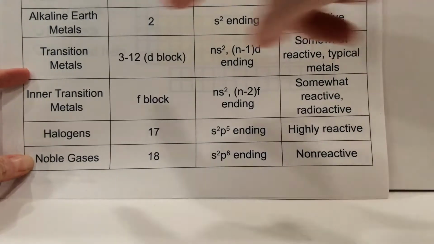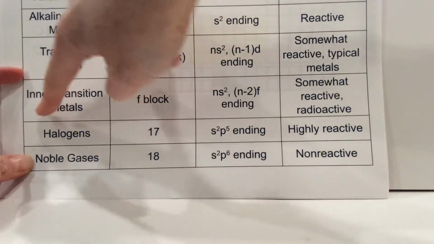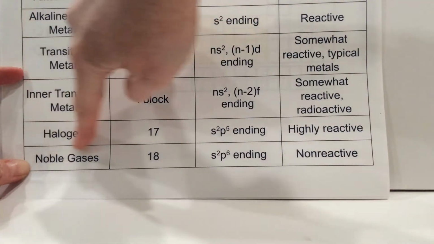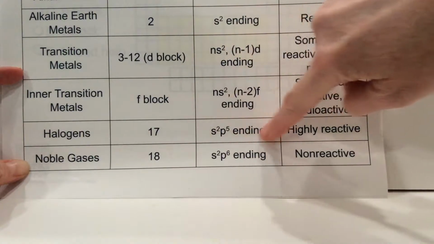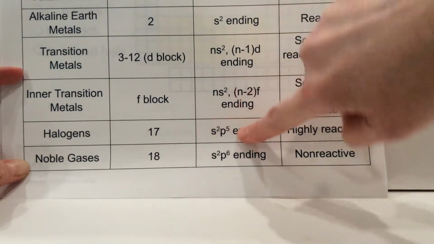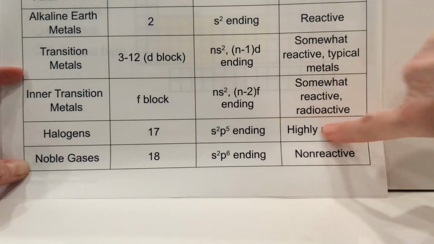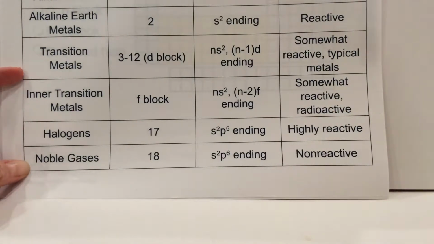What do we notice here? Well, all of the groups, like let's take a look at the halogens. They're all going to have the same electron configuration ending, and they're all highly reactive. Okay, so we're going to notice that.